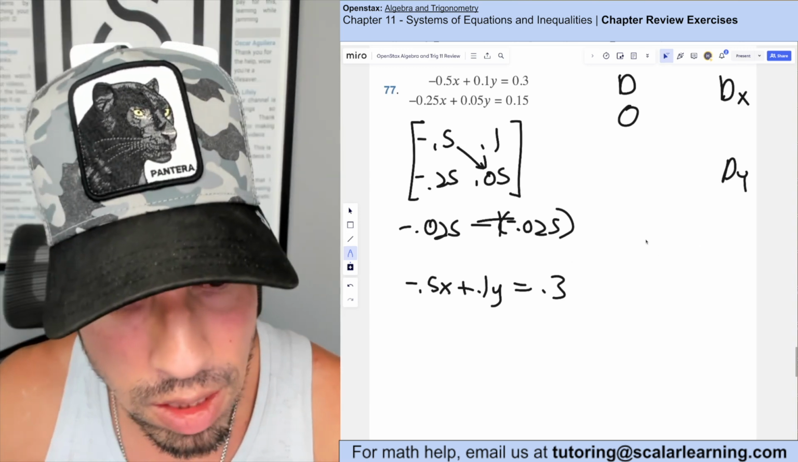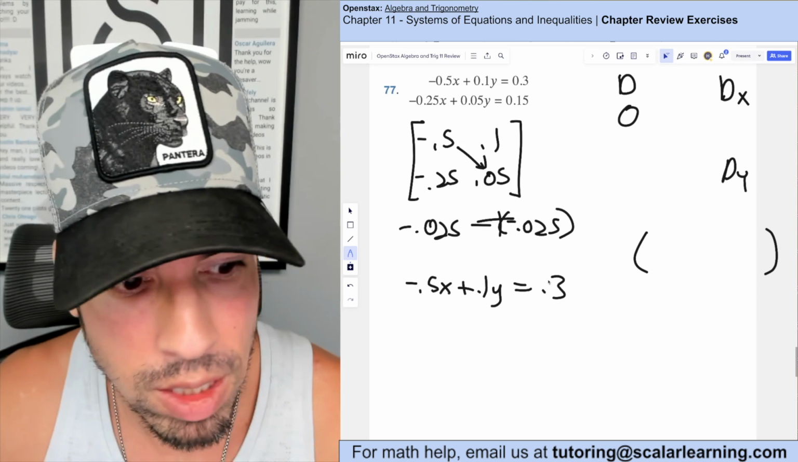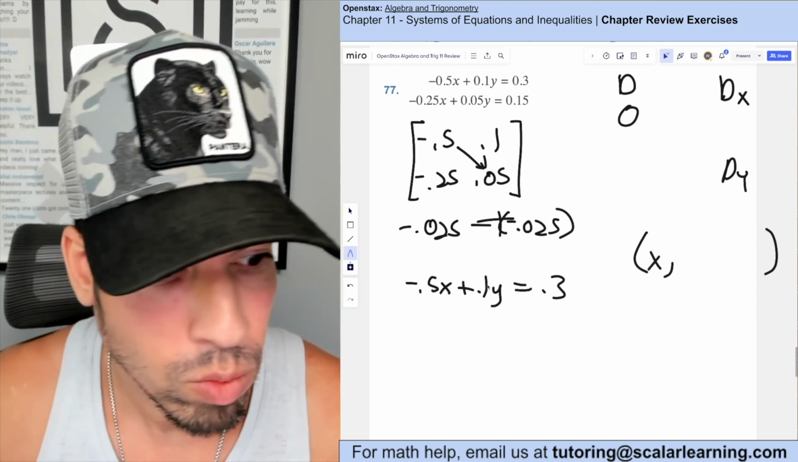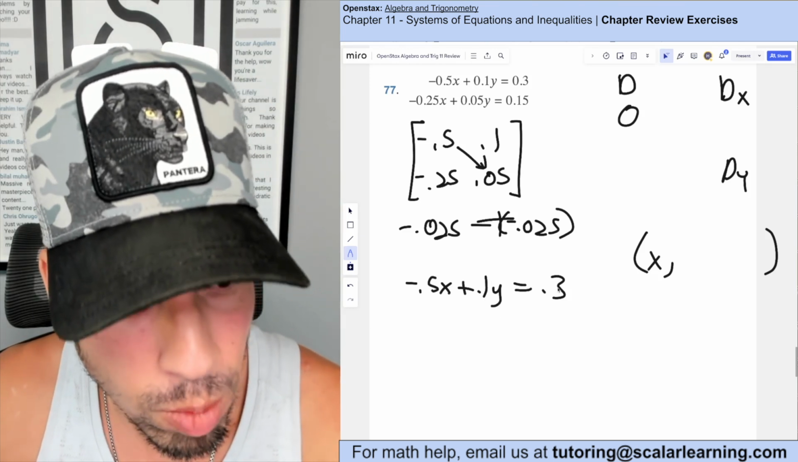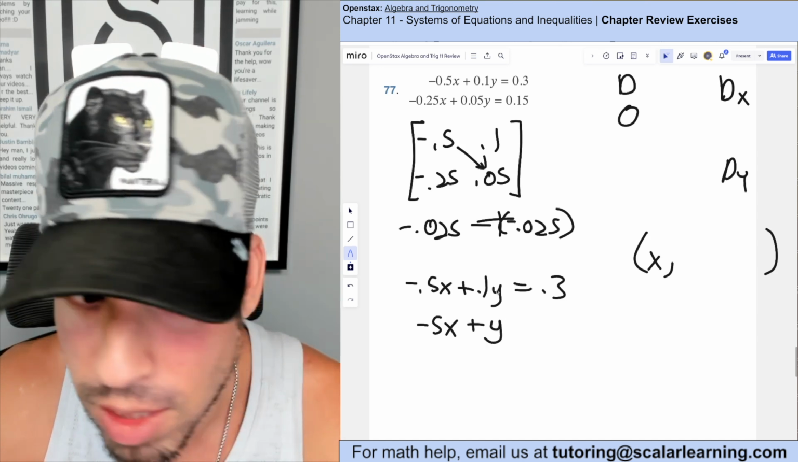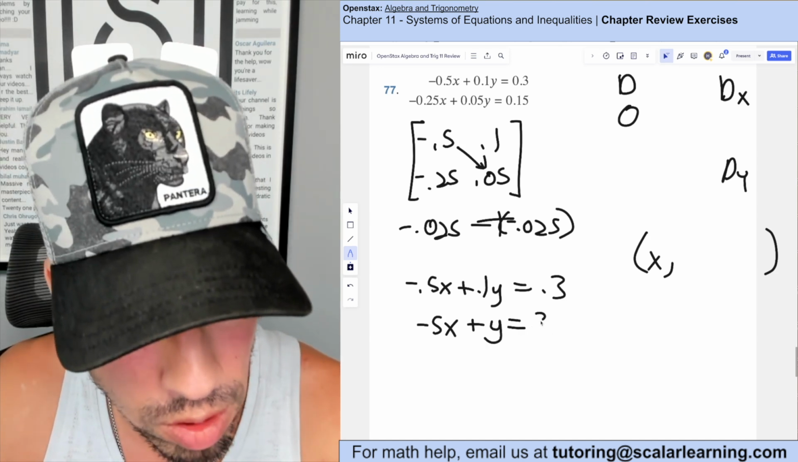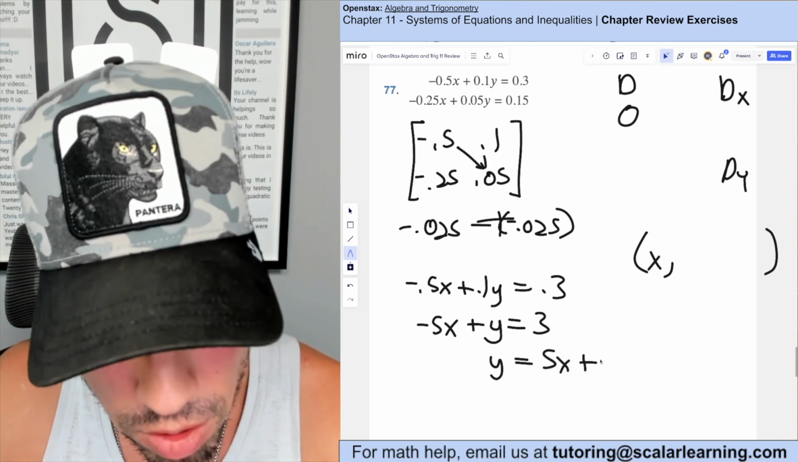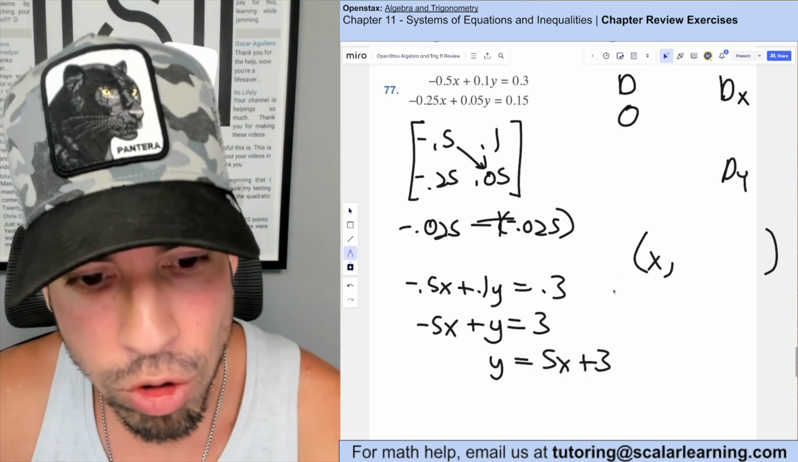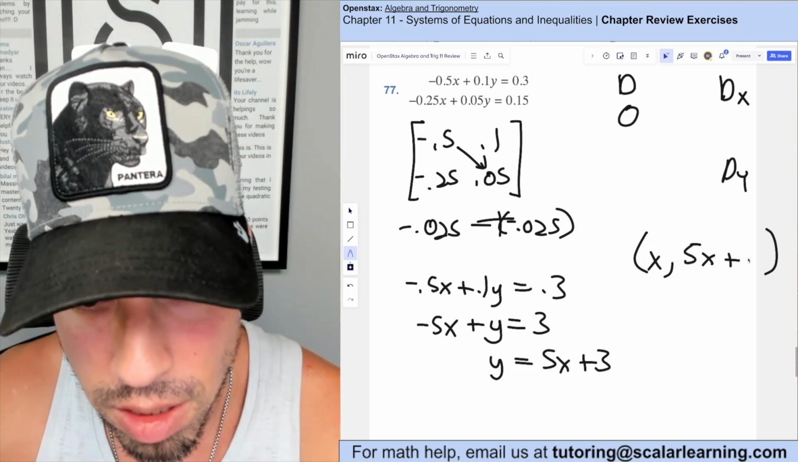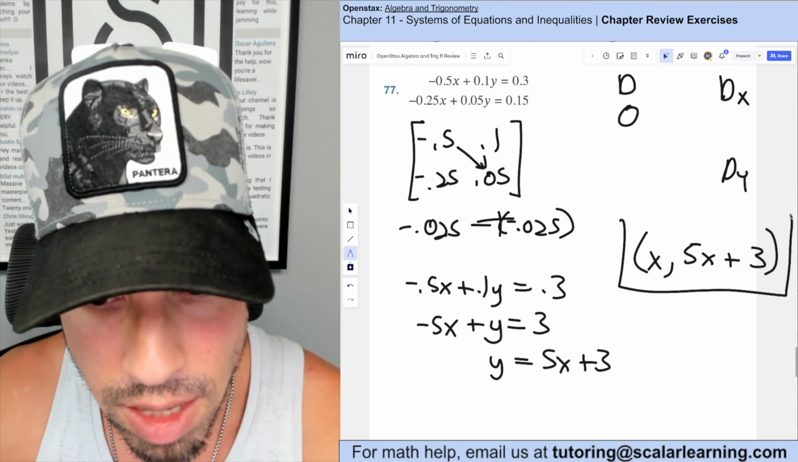All we need is a relationship between the x and the y values. If I know that x is x, what is y relative to x? First, let's multiply this equation by 10 and we get negative 5x plus y equals 3. That's why I multiplied it by 10. Then I add 5x to both sides and I get 5x plus 3 is equal to y. So my solution set is (x, 5x plus 3). And that is how you do it.